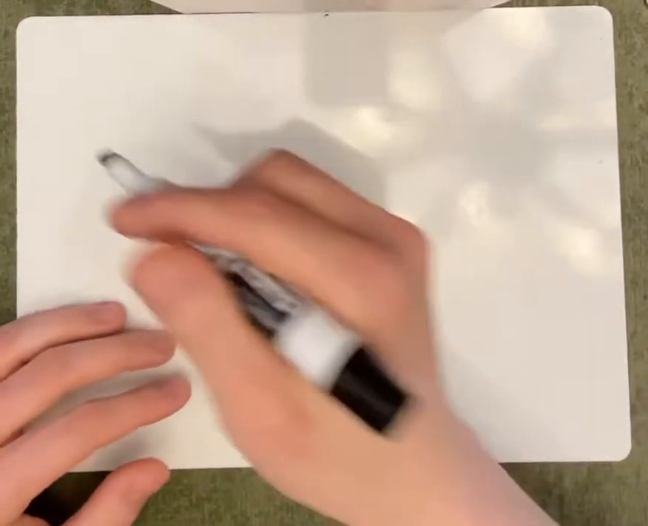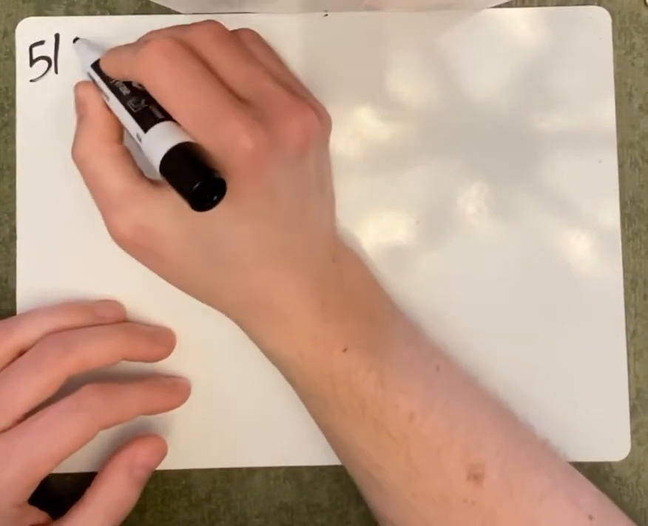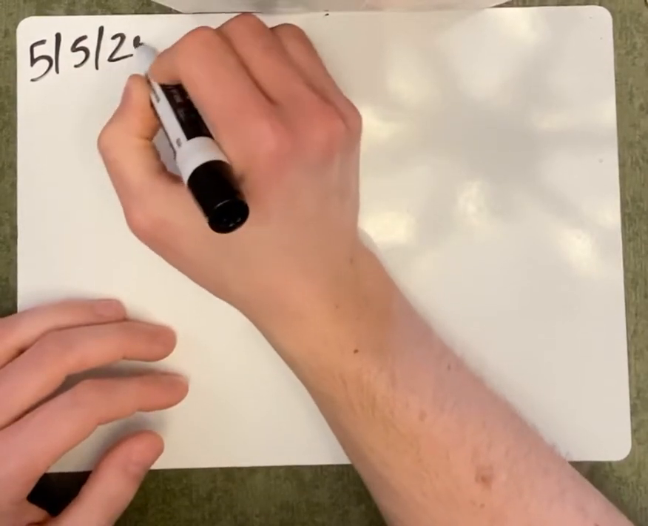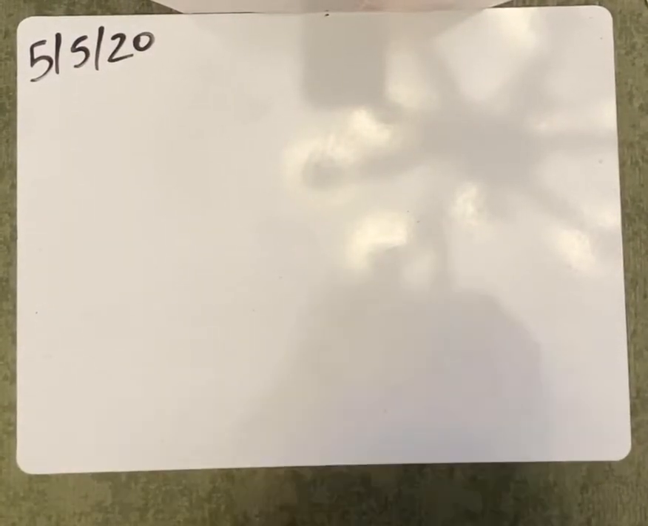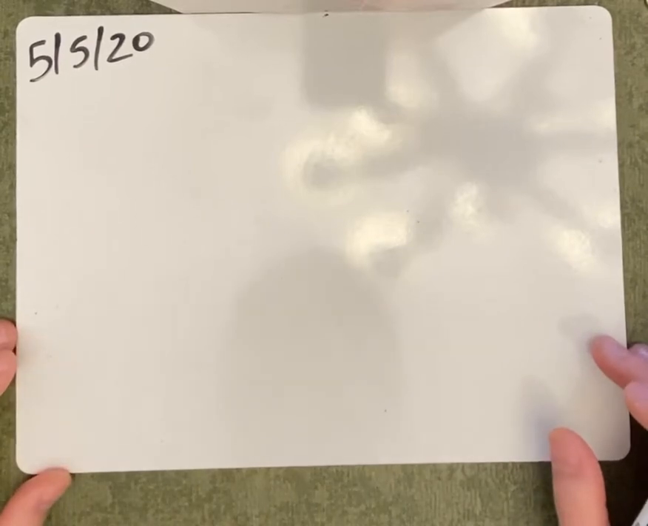It's Tuesday. It's another day, right? So it's May 5th. And that means we are already in May, which means we have about a month and a half left of our online school, right? So let's talk about it.